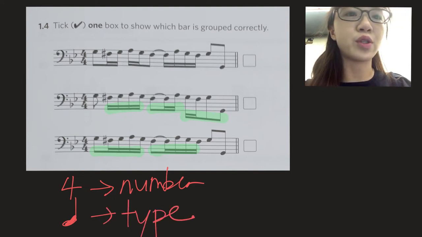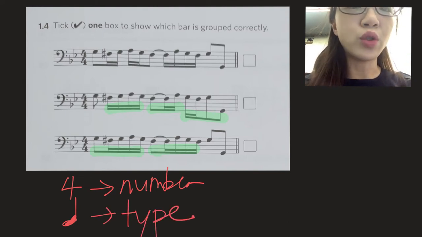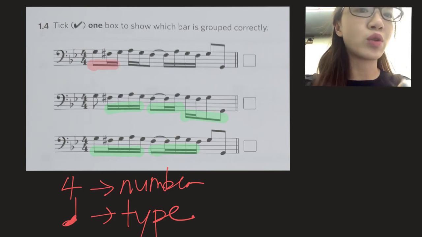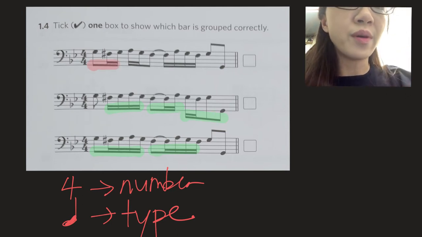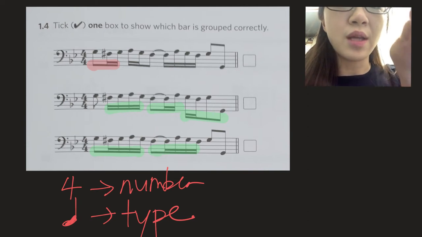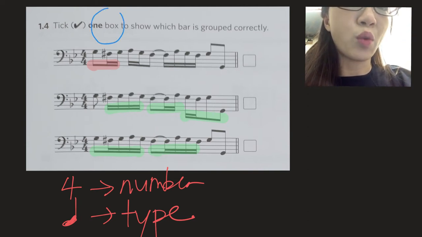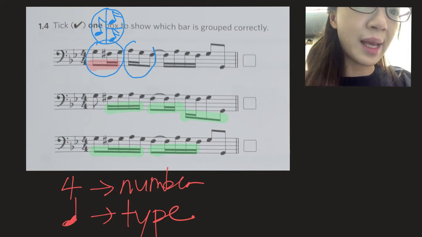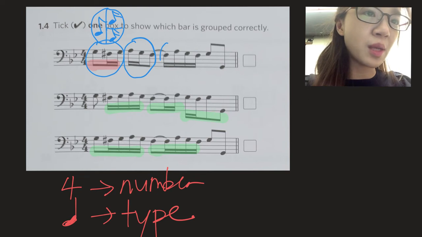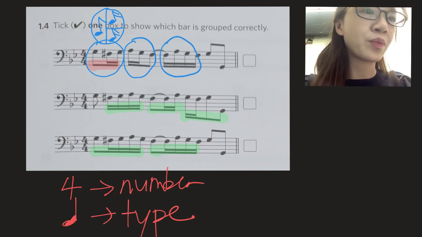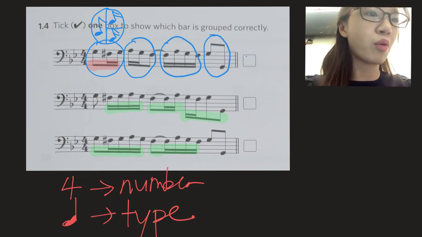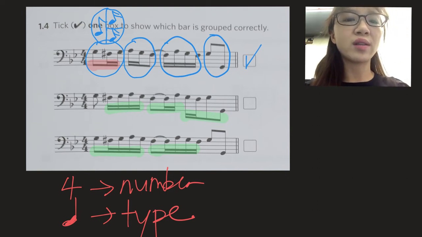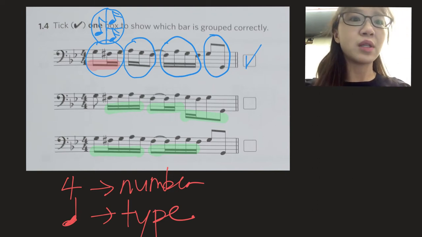Okay, let's do the first one. Is this one group? Yes, this is one group. 1 quaver and 2 semiquavers. Yes, this gives you one group. This is another group. Okay, 4 semiquavers is one group again. 2 quavers is one group. That's correct. Let's continue to check why the following two are not correct.